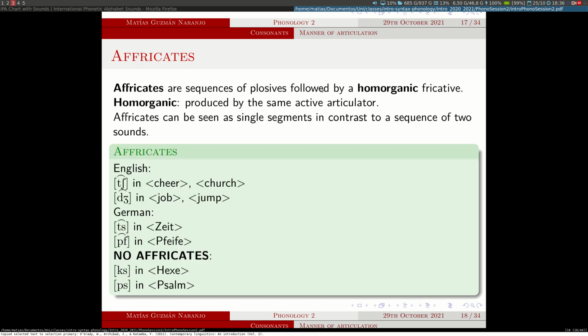Now there's another type of sound which we call affricates, which are basically the combination of two sounds, a full stop and a fricative, which are homorganic, meaning that they are pronounced at the same place of articulation and with the same articulators. These are fairly common. You know them, for example, in cheer or church. You articulate the T and the sh at the same time, and together they form a phoneme, or job and jump. And in German, Zeit and Pfeife. Things like Hexe are not actually affricates.